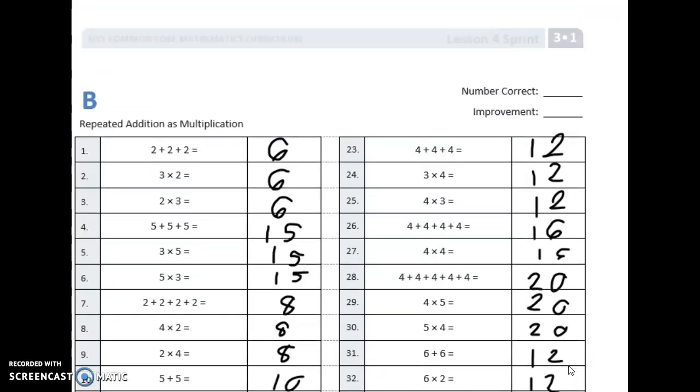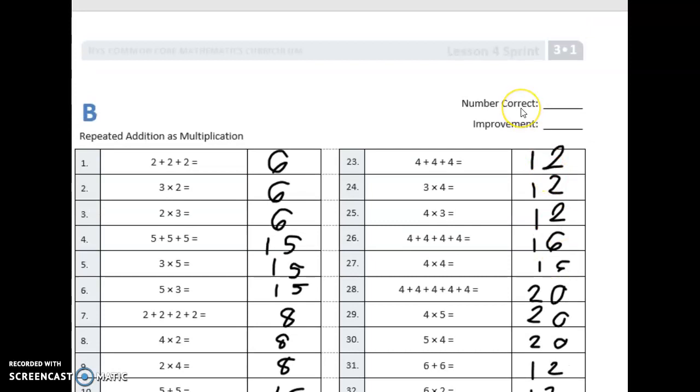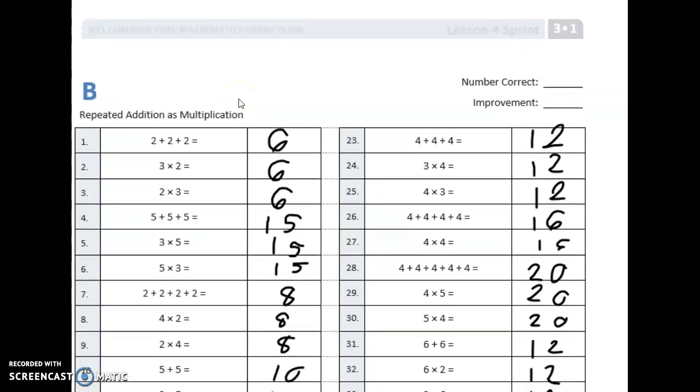All right, so by now, you should be counting up your number correct and writing your improvement score. Good job for growing your brain by working hard on this sprint, and we will continue our work today with thinking about repeated addition and multiplication.